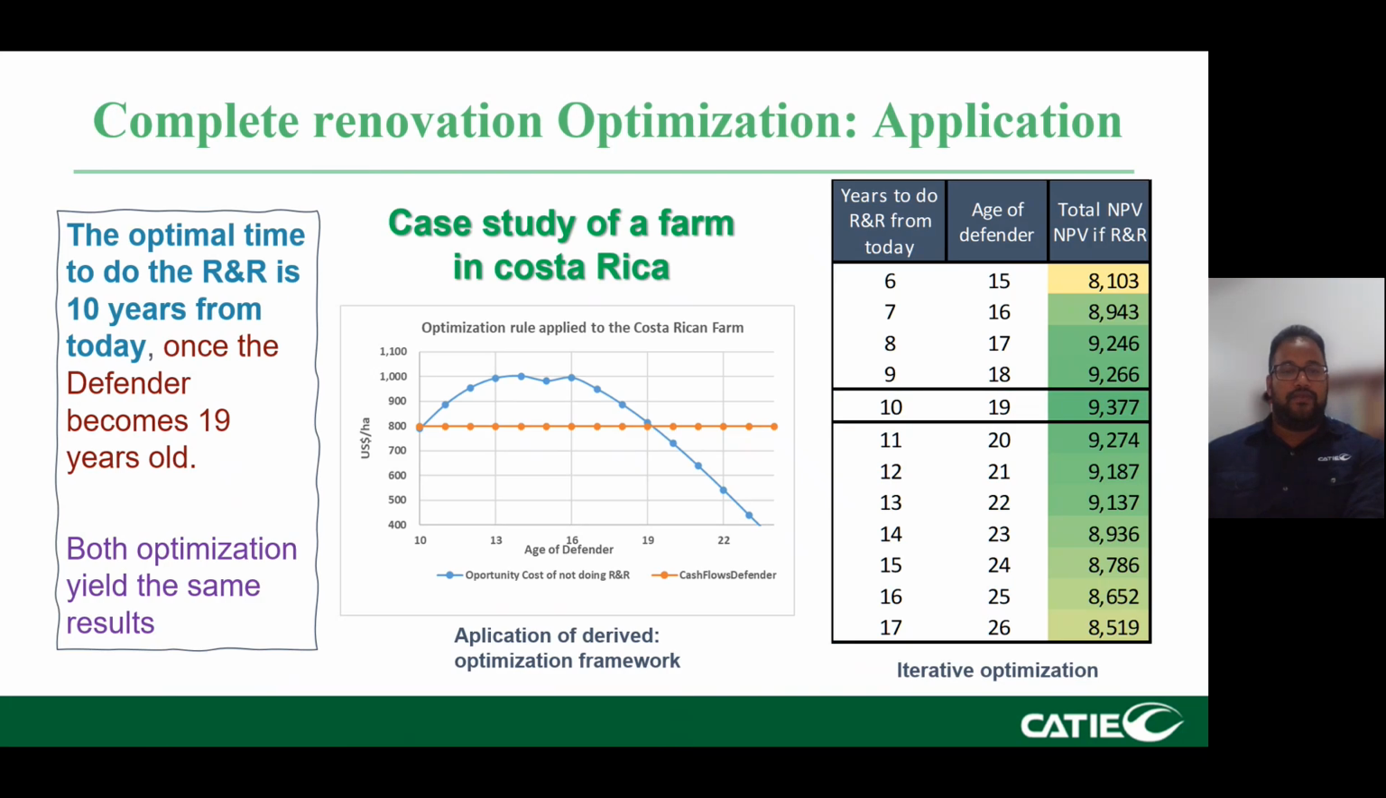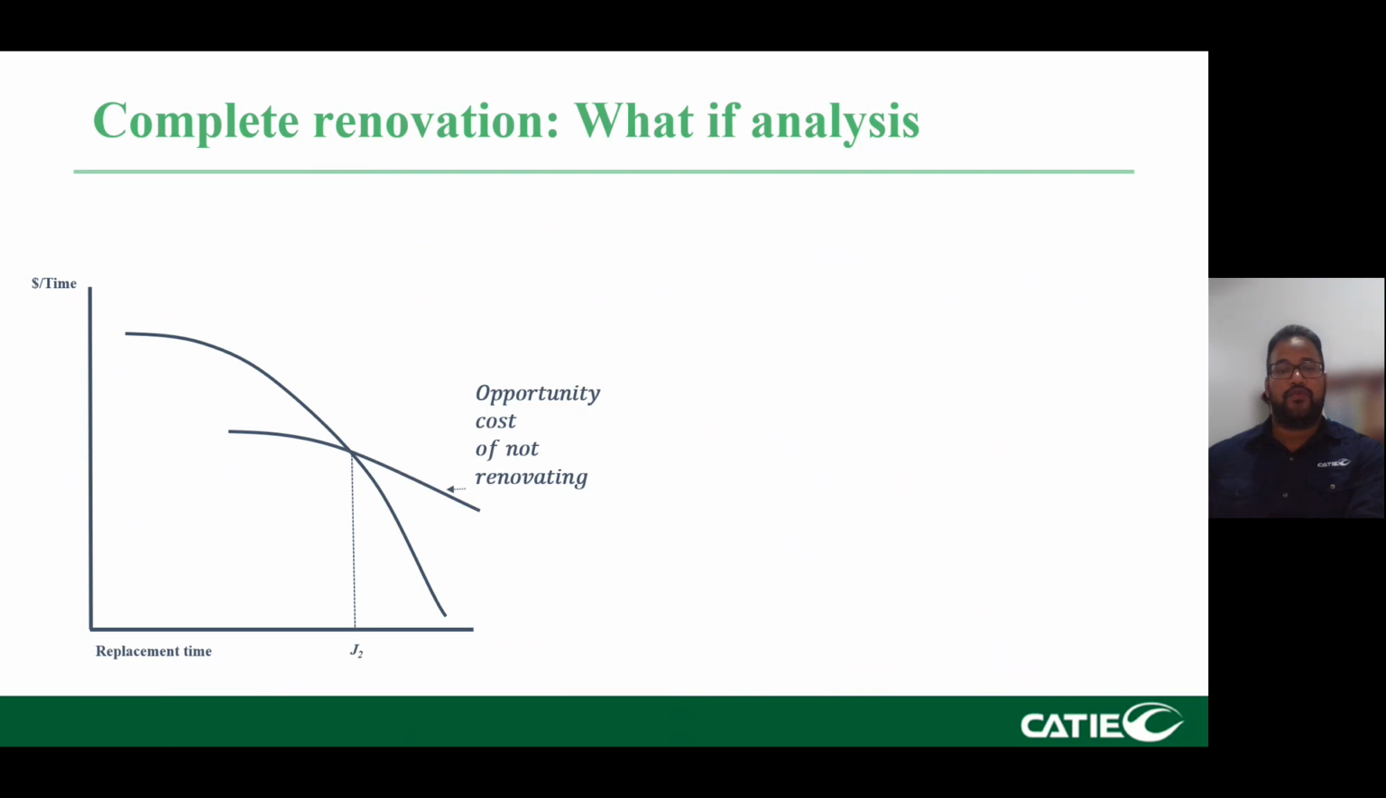We did a case study for a farm in Costa Rica, and we basically applied the theory to find the optimal renovation time. And in order to test the theory, we compared the result with another iterative optimization routine, and both optimizations yield the same result, which gives us confidence in the theoretical framework. Also, the theoretical framework we derived allows us to do what-if analysis without the need to make a whole empirical analysis every time that we want to test a policy.